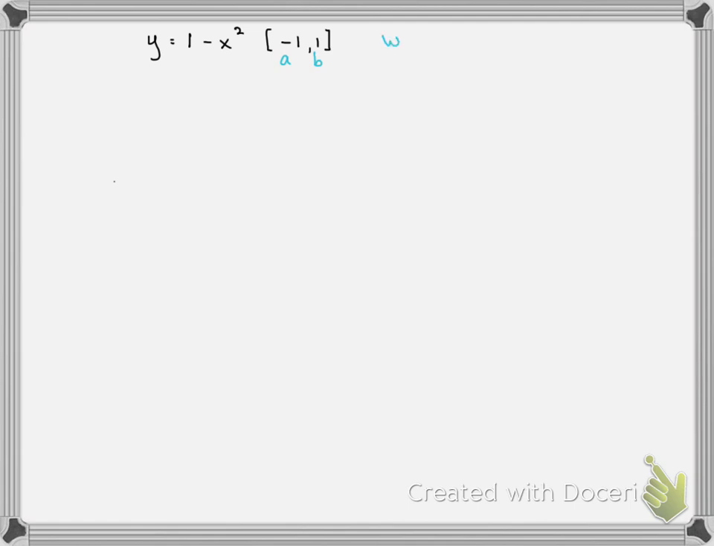Okay, so the width is b minus a. So 1 minus -1 is 1 plus 1, over n, which is 2 over n. Now here, we need to pay attention because remember, the height starts at the lower a value of our endpoints. So the height is -1 plus 2i over n. So it's the width of 2 over n times i.